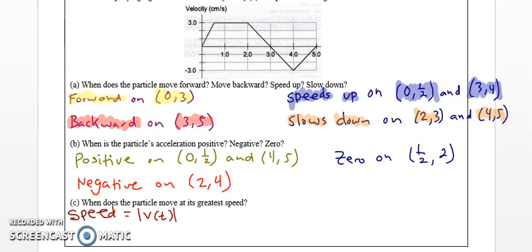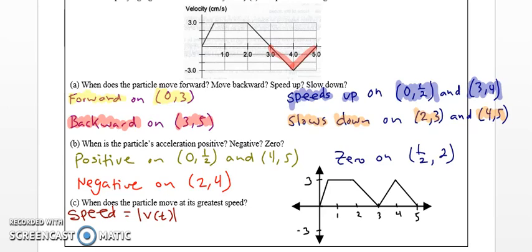So if speed is the absolute value of velocity, and here we're provided with the graph of velocity, the absolute value of this graph here will stay the same from 0 to 3 because it's positive, and when it's the absolute value, positive stays positive. But on the interval from 3 to 5, this gets reflected across the t-axis, the horizontal axis.